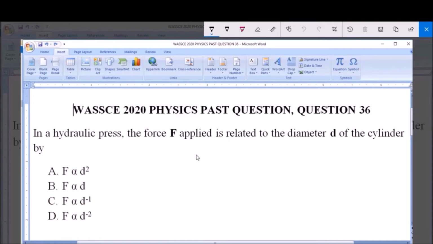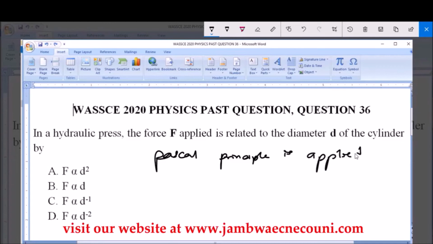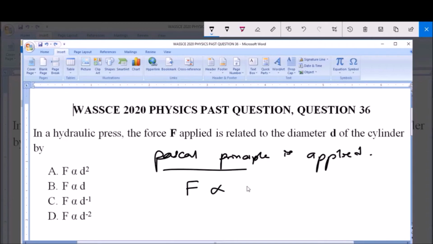Now, in a hydraulic press, the Pascal principle is applied, and in this Pascal principle, the force F is directly proportional to the area. The force F is directly proportional to the area of the cylinder or the area of the container.